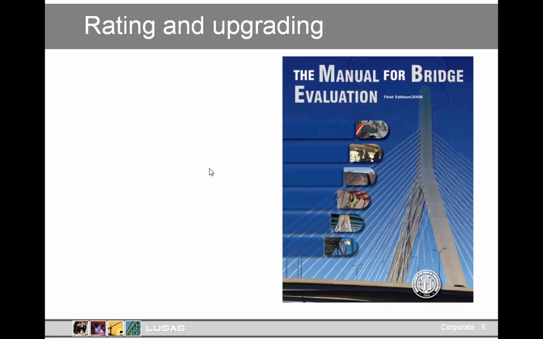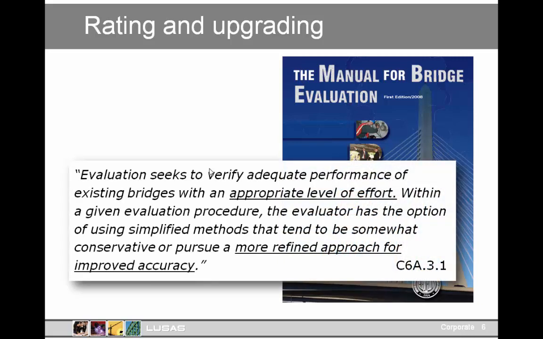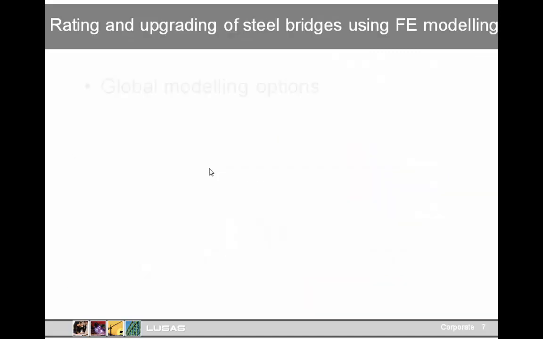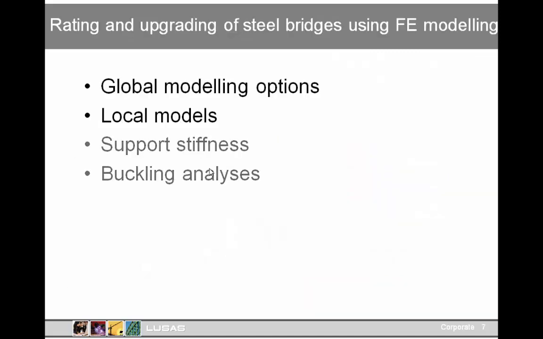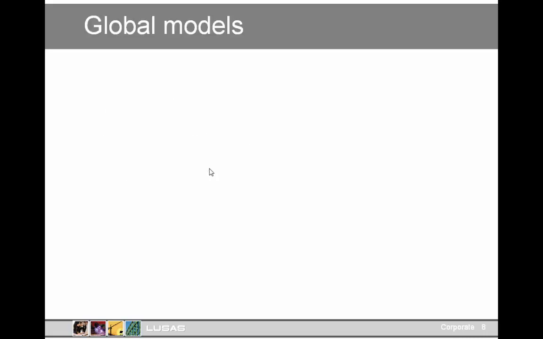The AASHTO manual for bridge evaluation puts it like this. Evaluation seeks to verify adequate performance of existing bridges with an appropriate level of effort. Within a given evaluation procedure, the evaluator has the option of using simplified methods that tend to be somewhat conservative or pursue a more refined approach for improved accuracy. Let's look at the simplified method and more refined analysis options available. We'll go on to talk a little about supports and lastly, buckling.